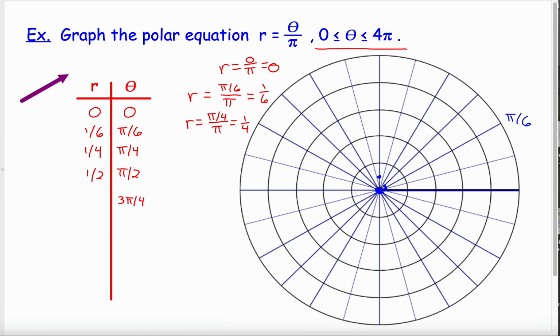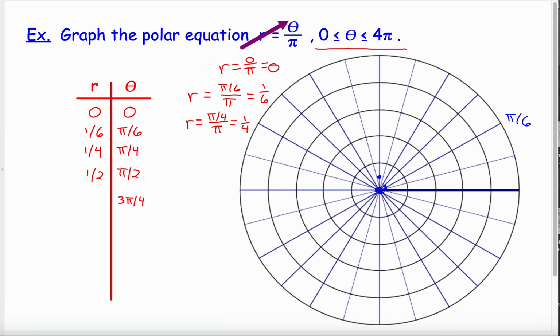Then r is going to equal, so notice I'm plugging the angle in here, dividing by pi to get r. So I'm taking 3 pi over 4 in there, divided by pi equals r. So 3 pi over 4 divided by pi, and if it helps to write it out on the side, I wrote the first few out, then do that.